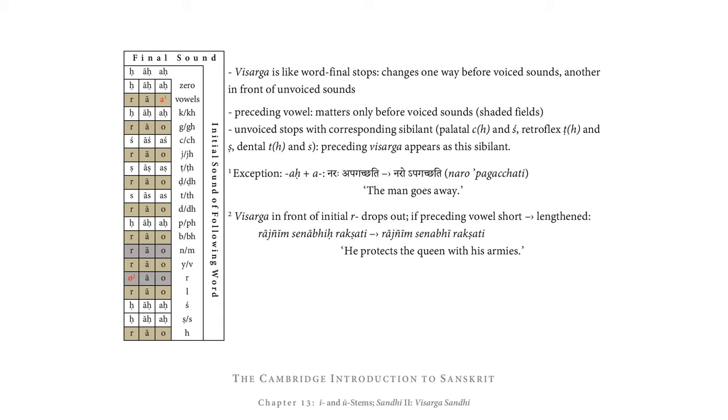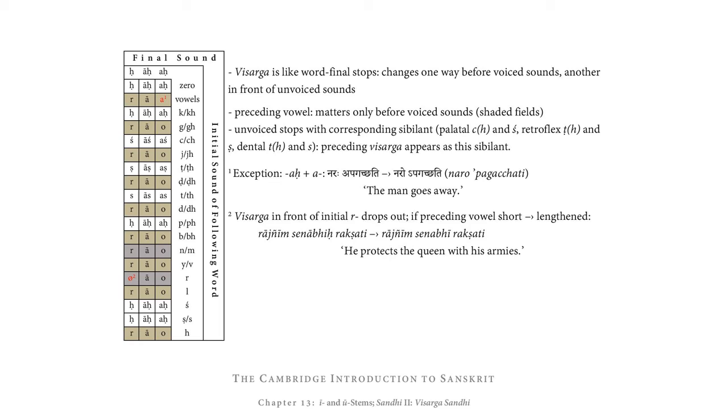And so you can see a naro. And then you can see a symbol that is here printed far too small. It'll be much bigger on the next slide. And this is the so-called avagraha. This S-like symbol is the avagraha. And it indicates that there once was an a at the beginning of this word, pagacchati, that is not pronounced anymore, that's been dropped through sandhi.